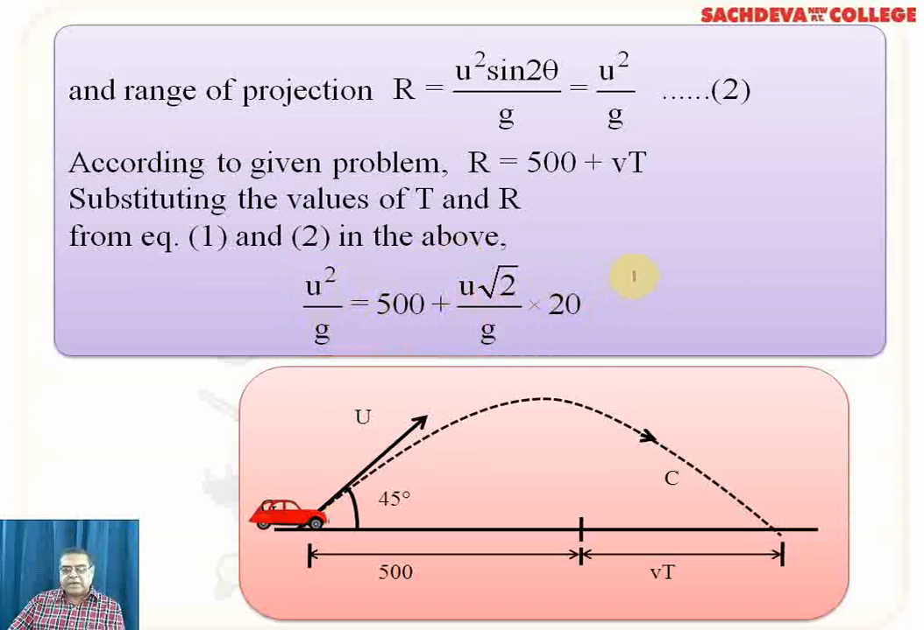So in the figure it is shown the angle of projection is 45 degrees and the car is moving on the horizontal, and the distance moved by the car on the horizontal is supposed to be the range, and that range R is equal to totally 500 plus Vt. So we have taken from equations 1 and 2, that is 500 plus, and then we have added t there, and it will be u root 2 over g multiplied by 20.